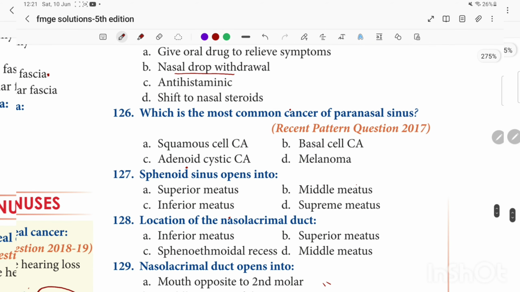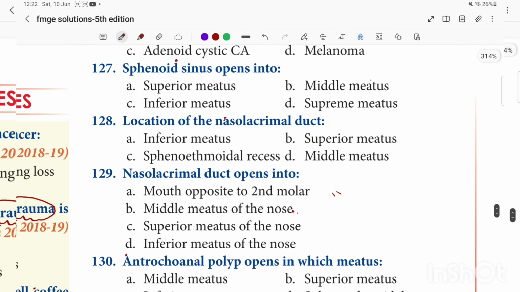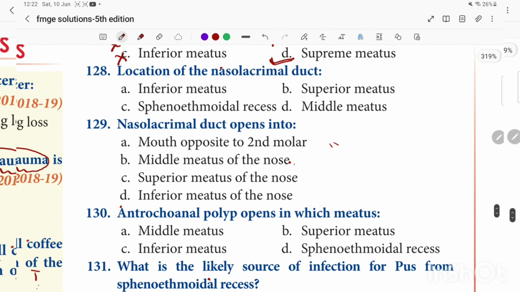What is the most common cancer of the paranasal sinus? Squamous cell cancer is the most common cancer of the paranasal sinus. Sphenoid sinus opens into the superior meatus, inferior meatus not, middle meatus not, supreme meatus. Sphenoidal sinus opens into the supreme meatus.